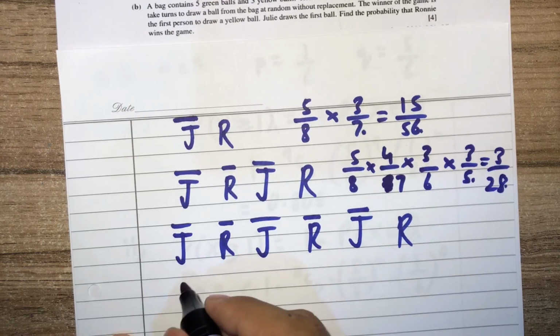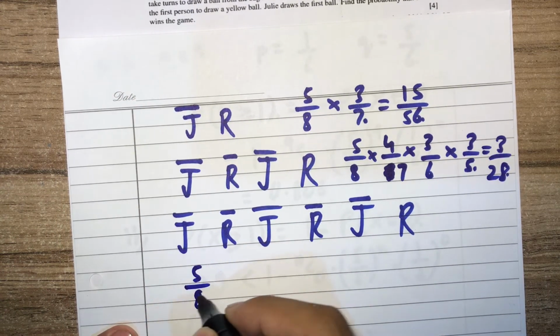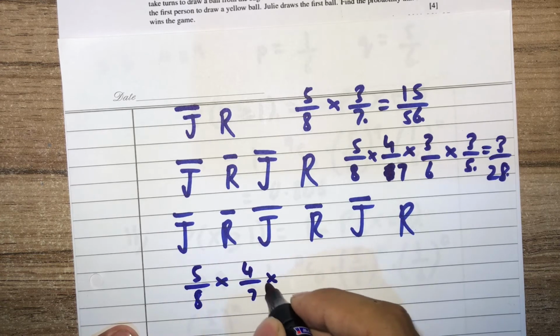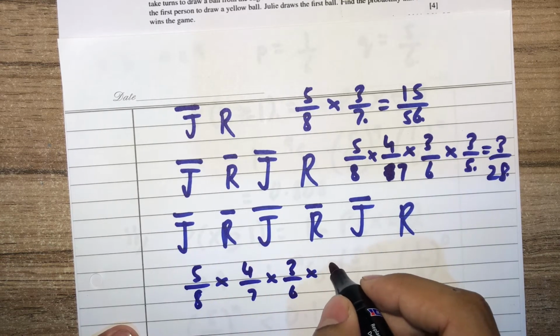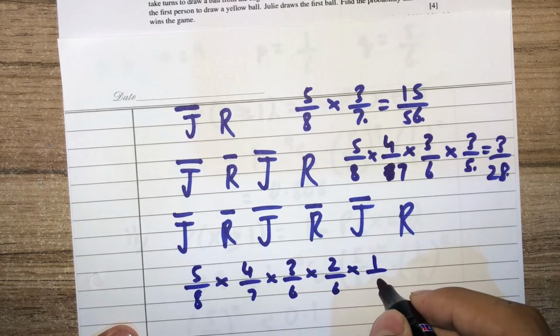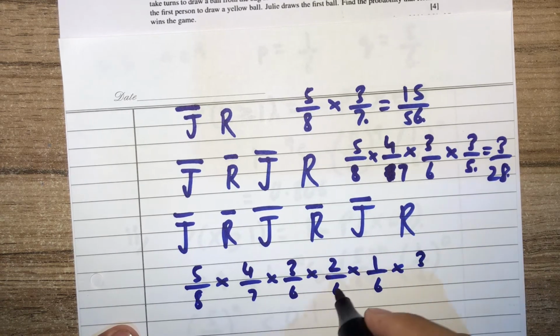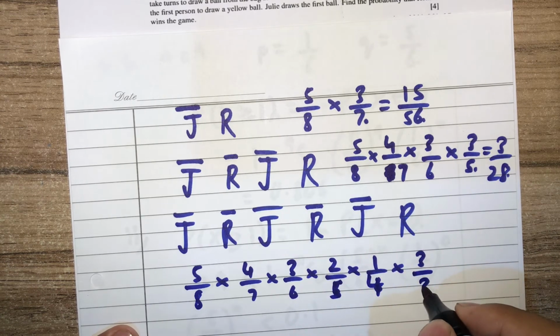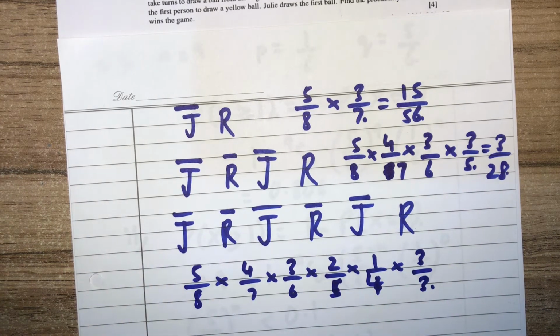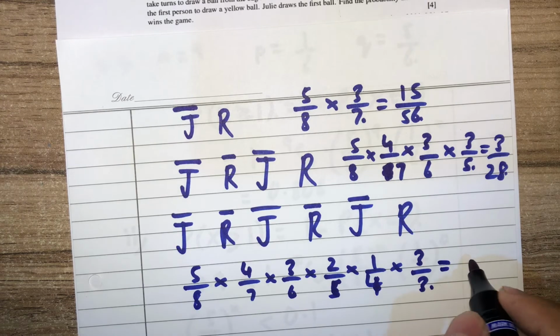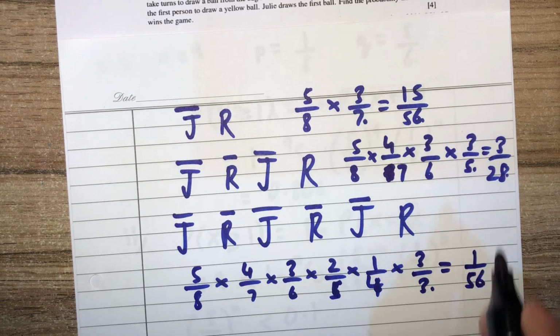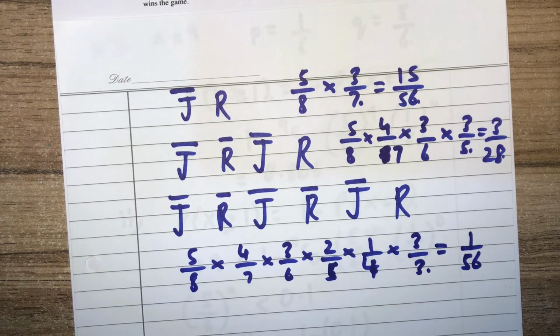For the third case, Julie draws a green ball, Ronnie draws a green ball, Julie draws a green ball, Ronnie draws a green ball, Julie draws a green ball, and then Ronnie draws, sorry, this is 5, this is 4, and then Ronnie draws a yellow ball. So for this, the probability would be 1 over 56. So we'll add them all up. This is coming equal to 11 upon 28.